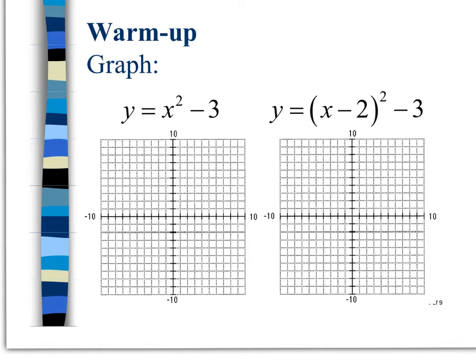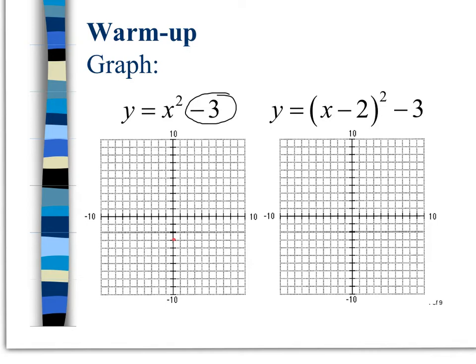Our first slide tells us to graph y equals x squared minus 3 and y equals (x minus 2) squared minus 3. So if you think back to your chapter where we talked about shifts and slides, this minus 3, because it's outside of the x squared, is going to just bring it down 3 units on the y-axis. And then all you're going to do is just graph your parabola.